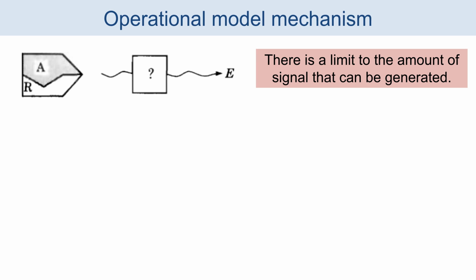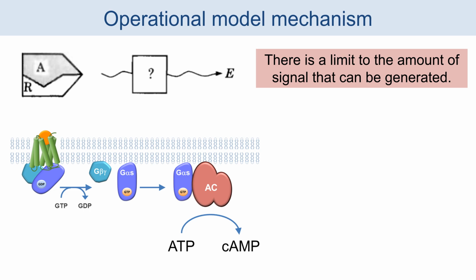Now let's look at the next assumption of the operational model. There is a limit to the amount of signal that the signal transduction system can generate. For example, there is a limit to the amount of cyclic AMP that the cells can produce. This makes sense when we look at our diagram of GPCR signal transduction, in this case for cyclic AMP generation. There is only so much cyclic AMP we can generate here. There is only so much G protein, only so much adenylyl cyclase.